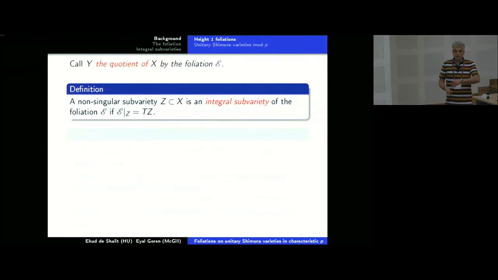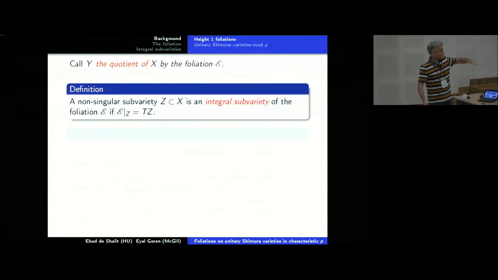And this integral subvariety need not be algebraic, even if the foliation is algebraic. So the same notion exists here. A non-singular subvariety Z is an integral subvariety of the foliation if along Z, E is really the tangent space of Z. Okay, so what do you imagine? Of course, its dimension is the rank of the foliation.